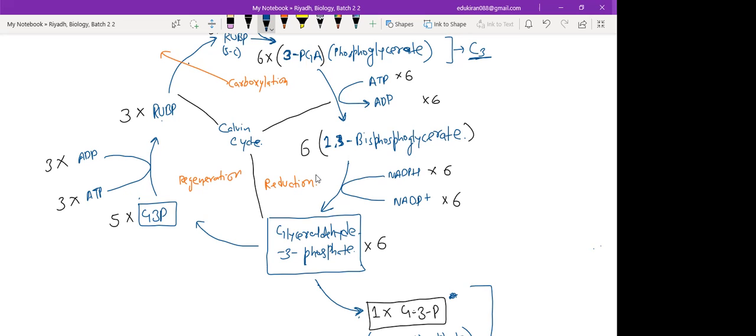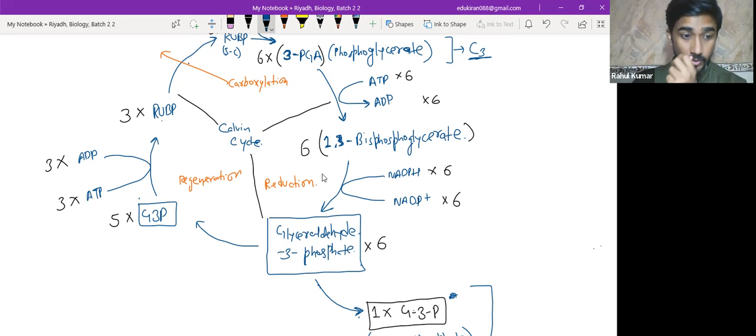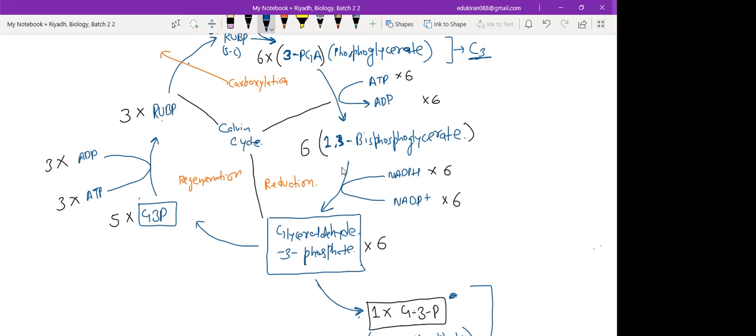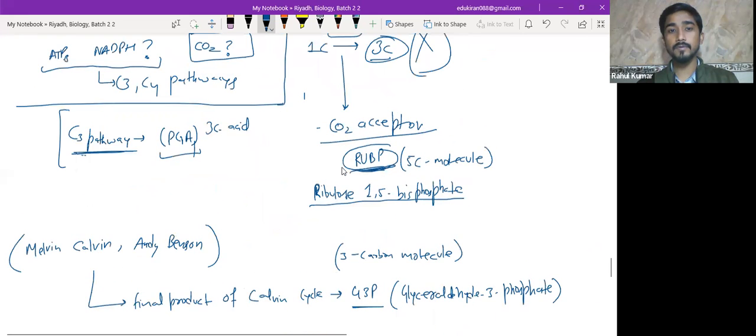Sir, to make 1 molecule of glucose. Glucose is a 6 carbon molecule. So how many CO2s are required? 6. Simple.